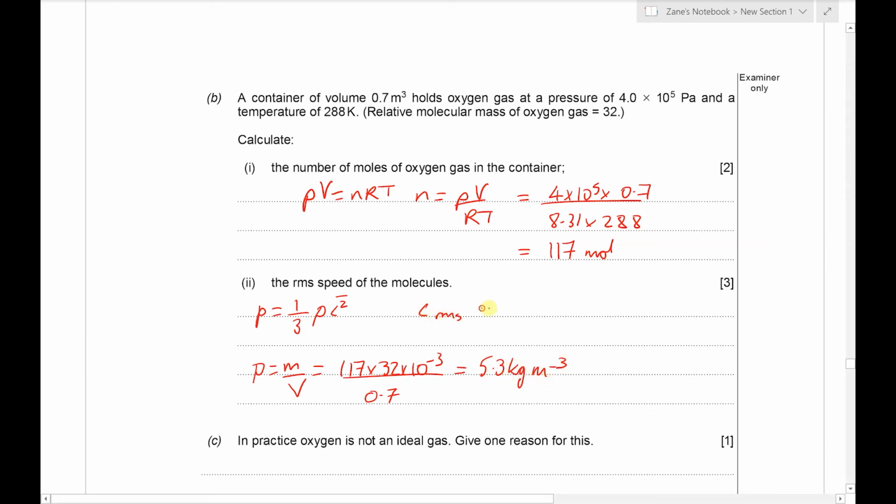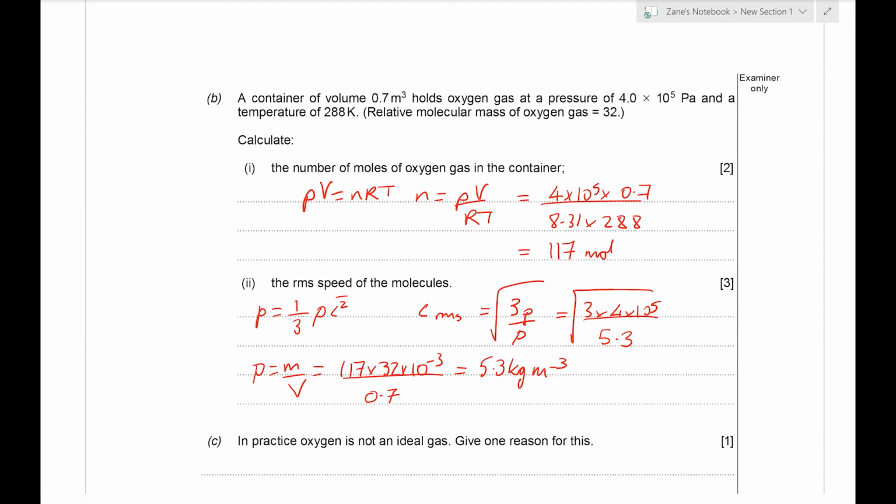c RMS then will be the square root of 3p over rho. So square root of 3 times the pressure, 4 times 10 to the 5, over that density of 5.3. And that gives us 474 meters per second, which would be a sensible value.